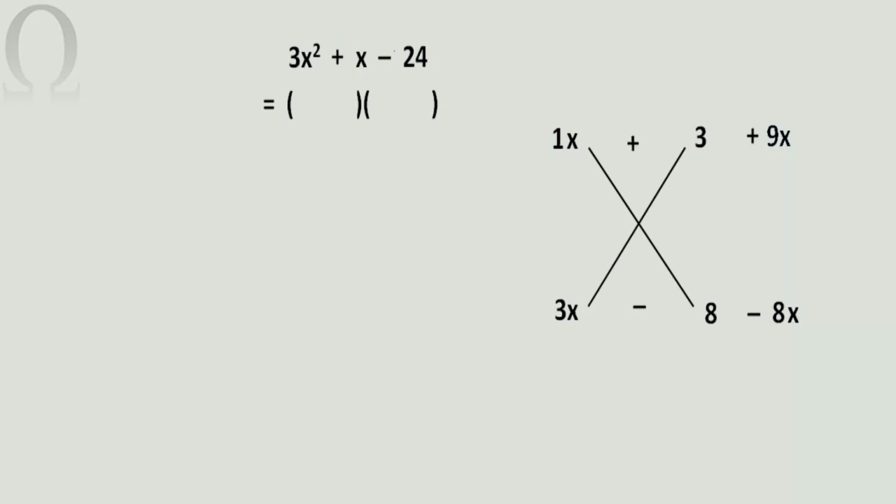Again, we place these signs between the arms of the cross. The first bracket is x plus 3. And the second bracket is 3x minus 8. 3x squared plus x minus 24, therefore factorizes as x plus 3 times 3x minus 8.